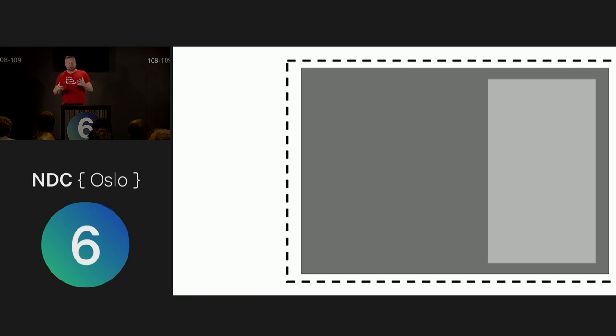Now, the communication boundary of a feature should be treated like a public API. You should be wary of changing it because if you change that, you also have to change whoever is depending on your little thing.